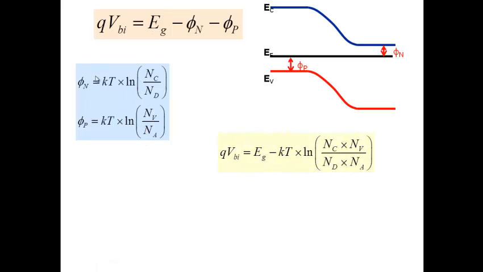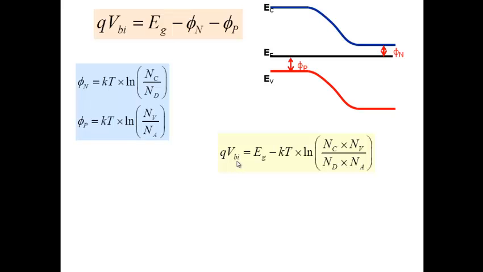Then, all I need to do is take phi n here and take phi p here and put them here. We get Q VBI is Eg minus kT ln NcNv by NdNa. Alright, so this equation is fine. You know Nc, you know Nv, and if you know the doping levels, you can calculate VBI.